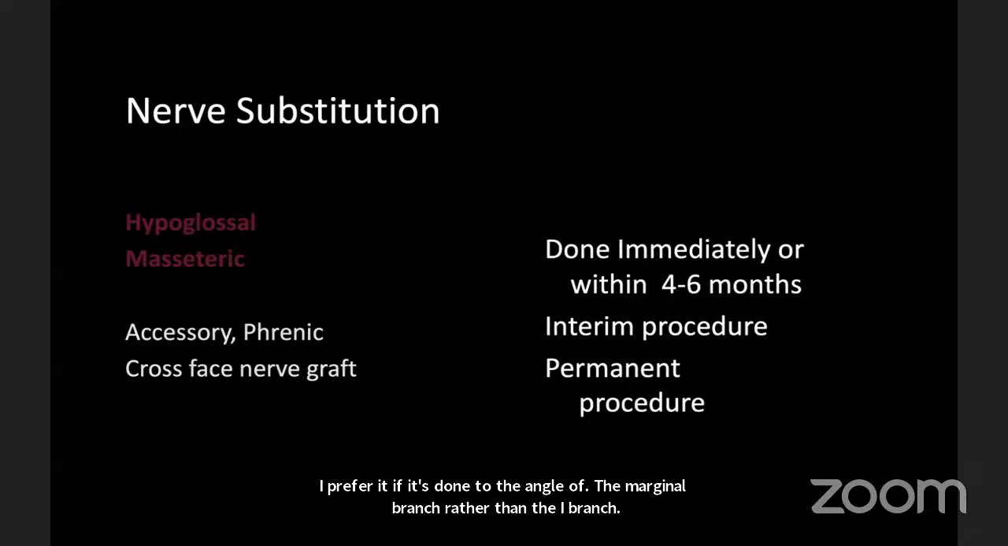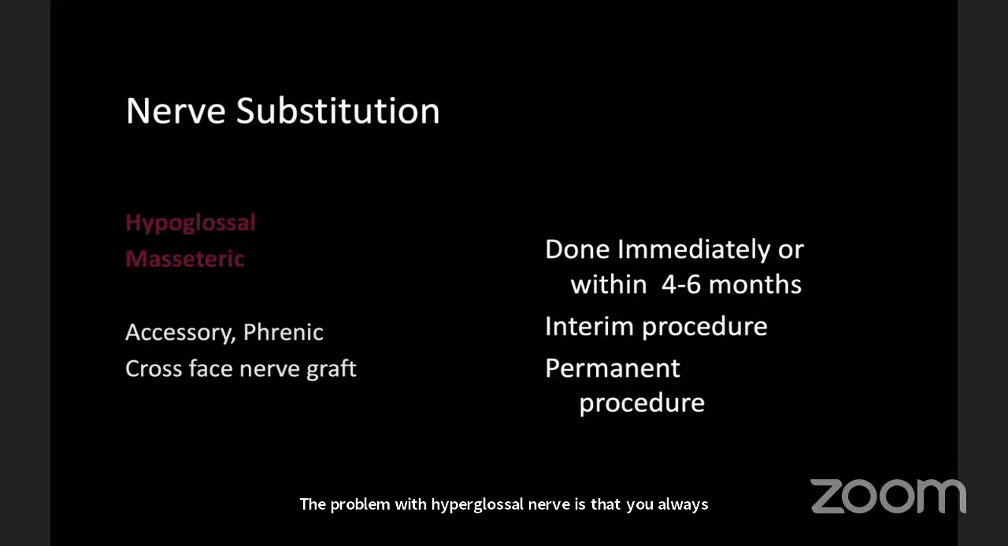The problem with the hypoglossal nerve is that you always have a risk of tongue atrophy and tongue palsy. So I wouldn't usually do it to the hypoglossal nerve. There are techniques called hypoglossal jumps, where you cut a circumference of the hypoglossal nerve and then take a nerve graft and connect it to the distal branches of the facial nerve.